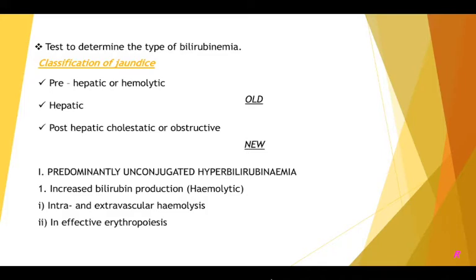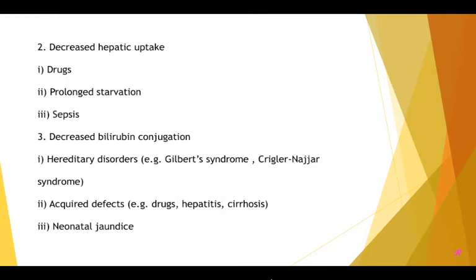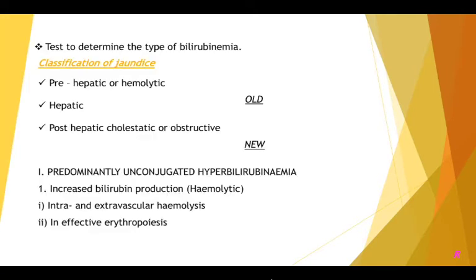So the first type is predominantly unconjugated hyperbilirubinemia. We already said that for it to be unconjugated, there should be three reasons. What are they? Either increased bilirubin production, or decreased liver intake, or decreased bilirubin conjugation. There can be three reasons for that. We'll discuss the first one, increased bilirubin production, that is hemolytic.